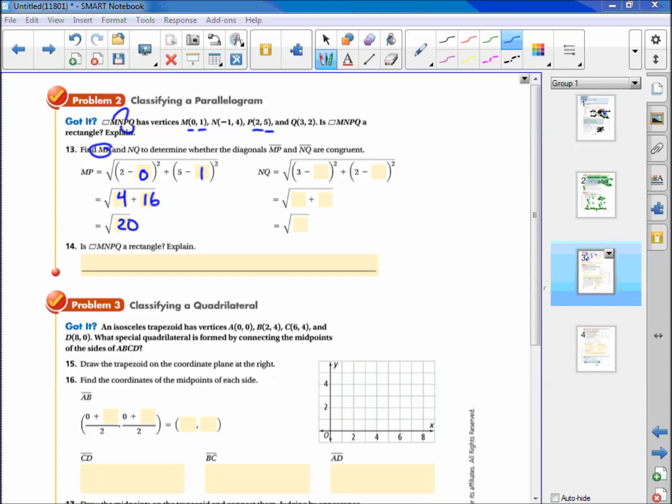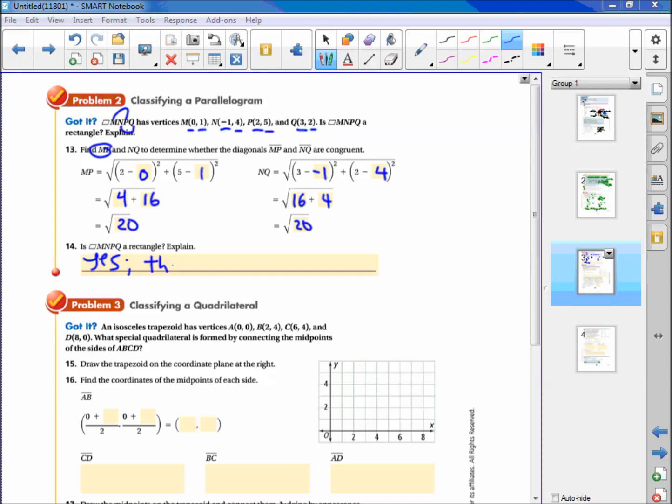So we want to do NQ. So Q's x is 3, N's x is negative 1. So that's 3 minus the negative 1. And then Q's y is 2 and N's y is 4. So 2 minus 4. 3 minus negative 1 is 4, and 4 squared makes 16. 2 minus 4 is negative 2, and negative 2 squared makes 4. So we have square root of 20 for both. So is this a rectangle? And this should be yes.